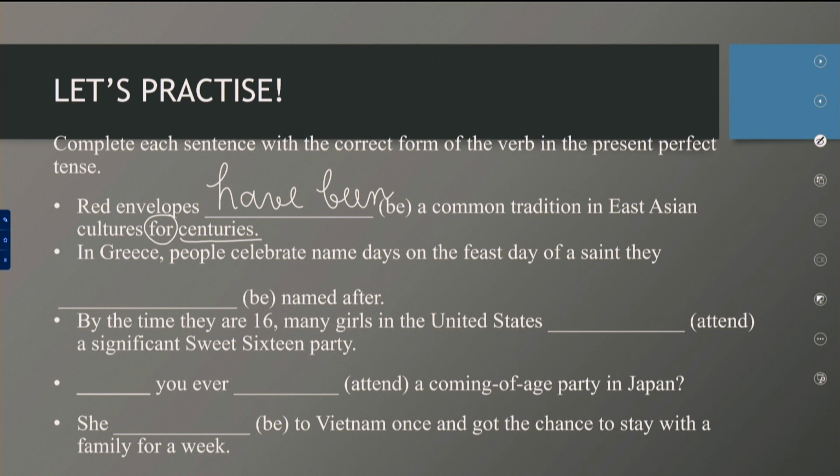Your turn, Vladimir, please. In Greece, people celebrate name days on the feast day of a saint they have been named after. Very good. They again is plural, so we'll use have. The verb is be. The third form is been. This is an irregular verb.